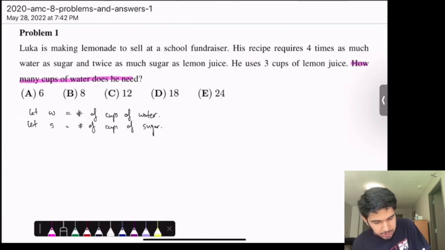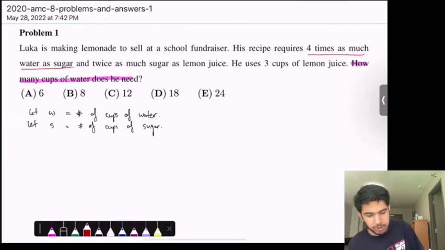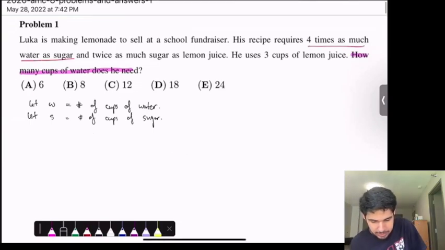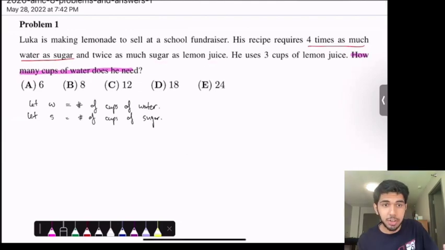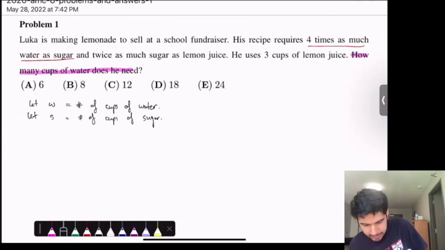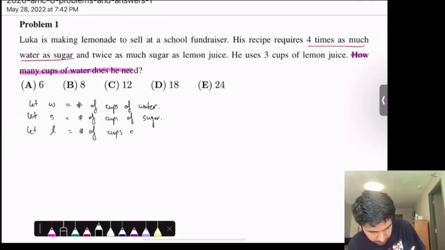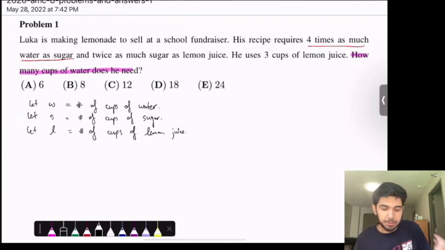And okay, we've done a good job of using 4 times, we've used this much. But there's also this little bit here, twice as much sugar as lemon juice. So there's also this other quantity of lemon juice. So let's also create a variable for that. So we'll let L equal the number of cups of lemon juice. So we've done a good job of defining our variables.